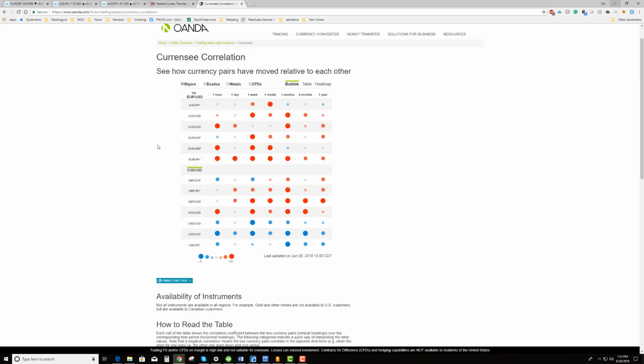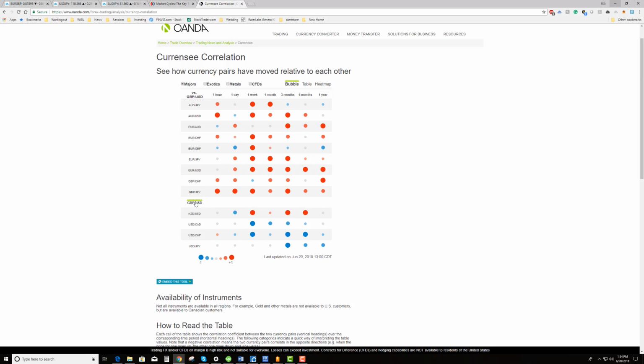If we look at the euro dollar versus the euro pound, we see a very strong correlation over the 1 week and 1 month. But let's do the pound dollar and the euro US dollar. They have very strong positive correlation on the weekly, the monthly, the 3 month, the 6 month, and the 1 year.